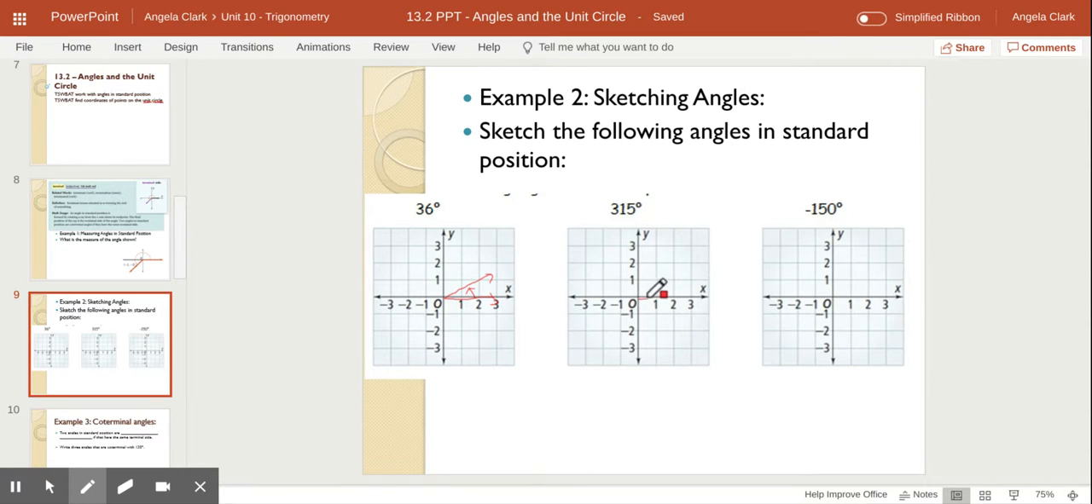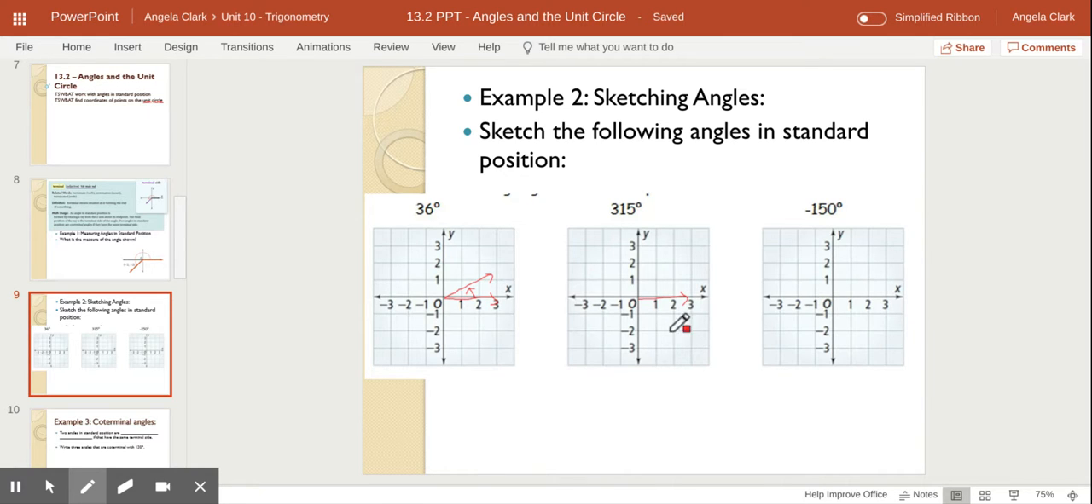A 315-degree angle is going to be all the way over here in quadrant 4. And I know that because it's between 270 and 360. 270 is here, 360 is here. So I know I'm in quadrant 4, but where in quadrant 4 am I? To do that, I'm going to find the reference angle.